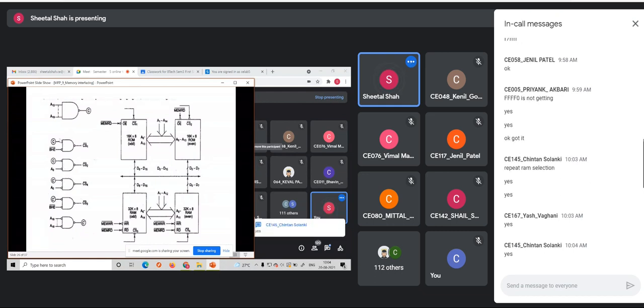Okay. If these two are 1, the output would be 0. And you can see that it is connected to the CS4 bar pin. CS4 bar is where? Here. That is the even bank. So that means that it would select this even bank. Whereas similarly, C dash, if it is connected with the BHE bar, then it would be selecting this odd bank of this RAM.